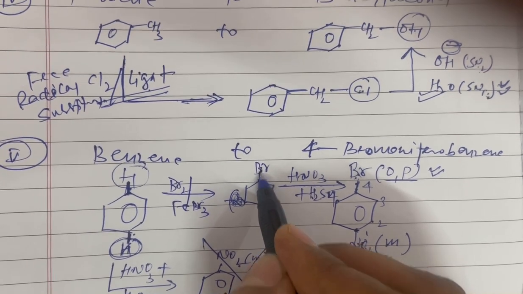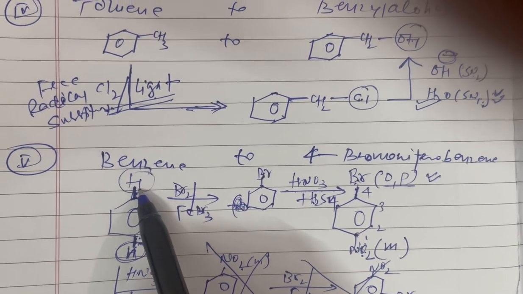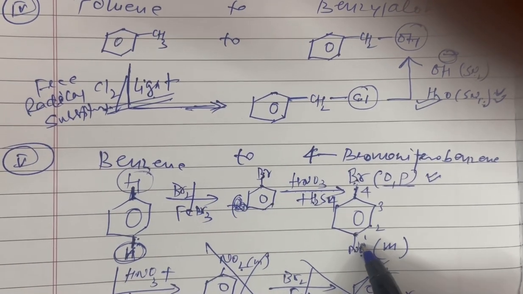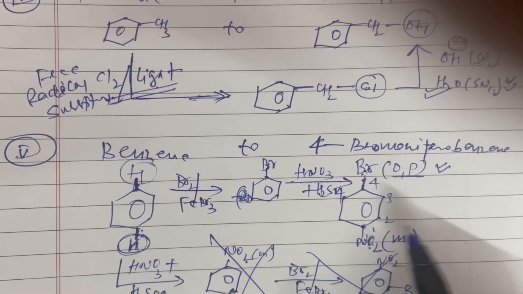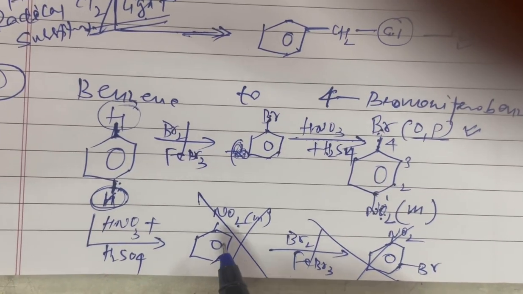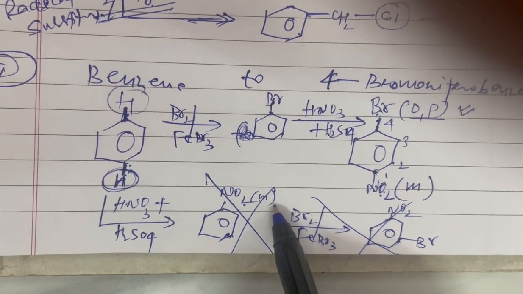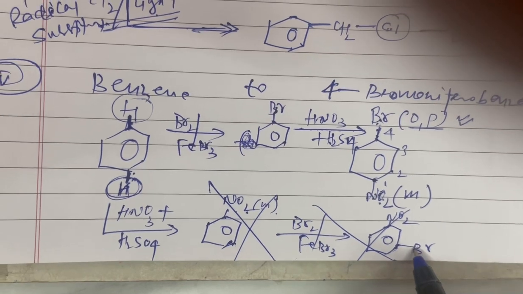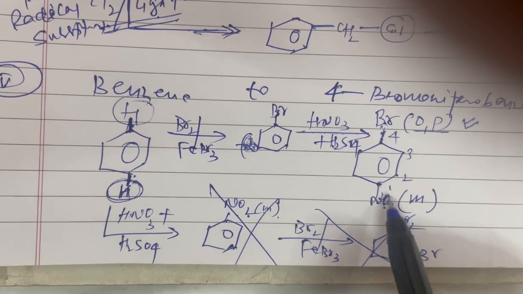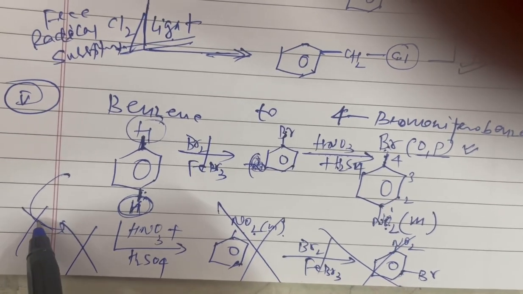So I hope this is clear. Let me repeat one more time. Here we have to convert benzene to para nitrobromobenzene. If you introduce NO2 first in the benzene, that is the wrong method. NO2 is meta directing. With respect to this NO2, Br will come at the meta position, but actually we need Br at the para position. So we will not follow this path. This is the wrong path.